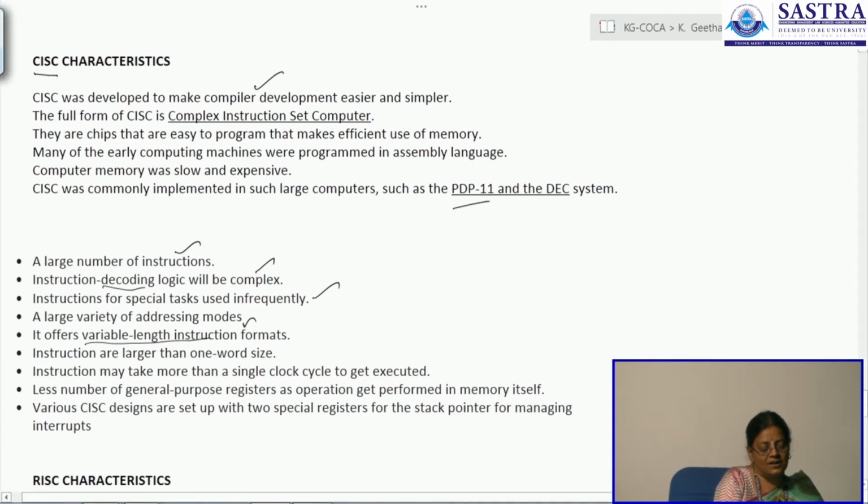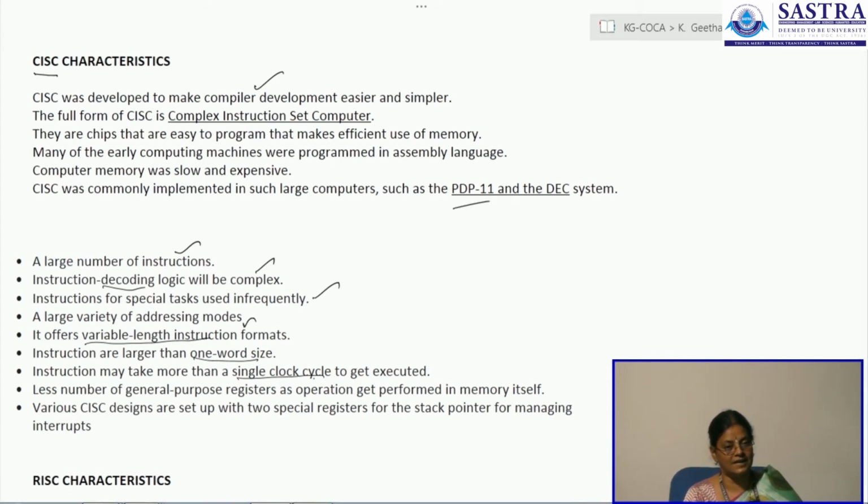So instructions are larger than word size, and an instruction may take more than one clock cycle to be executed, and because we have variable length, it cannot be fixed. If all instructions follow uniform length, then I can claim that each will be executed in a single clock cycle. But here, because the instruction format is going to vary depending on the resources and the requirement, there is a possibility that the execution may take multiple cycles.